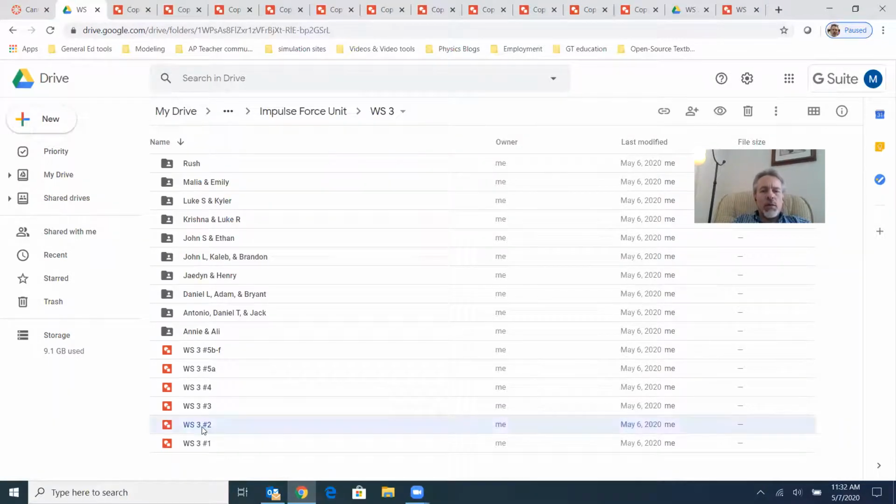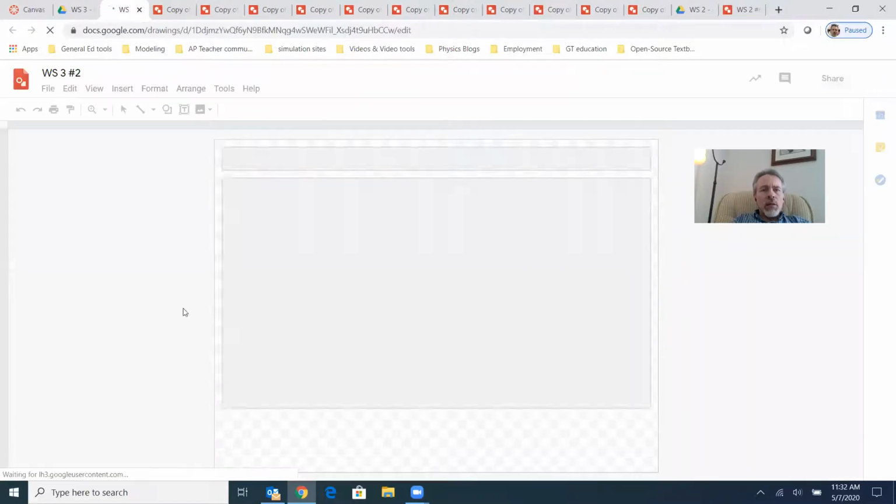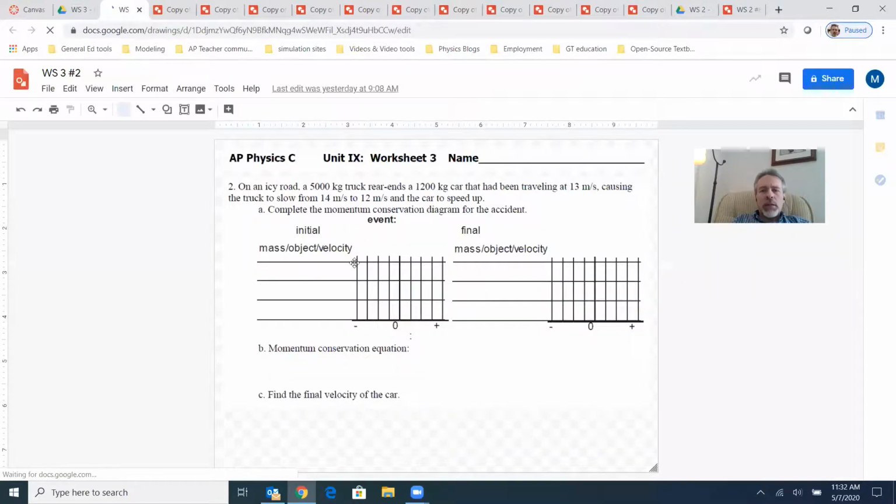There's not a whole lot of interesting ones, but I kind of thought number 2 is a little bit interesting. Again, I don't care if you do the conservation diagram. I don't care about that, but I definitely want you to do the part B and part C. Here's the reason why I think it's a little interesting. Let me see if I can kind of get you to imagine this.